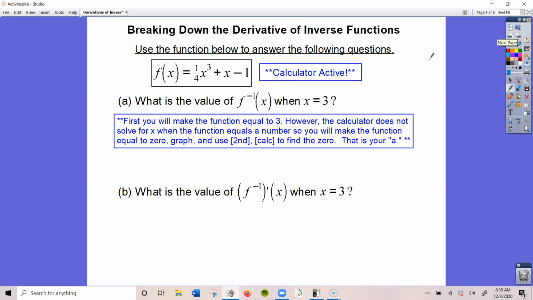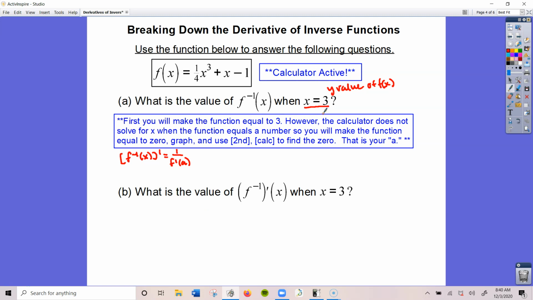Okay, let's look at this one, which is a calculator question. What is the value of f inverse of x when x is equal to 3? So remember that this x value of the inverse is the y value of f of x. So what I need is the x value of f of x, so that way I can set f inverse of x prime would equal to 1 over f prime of a.